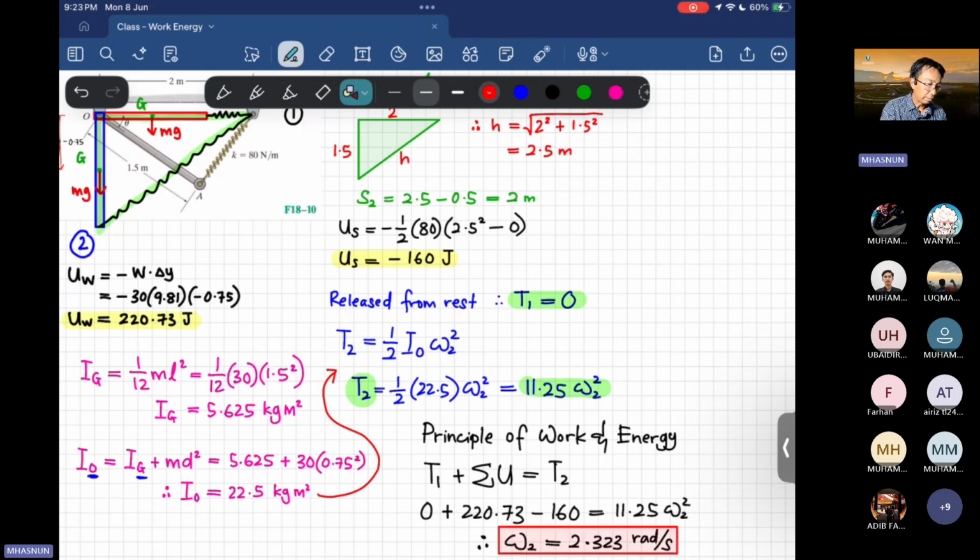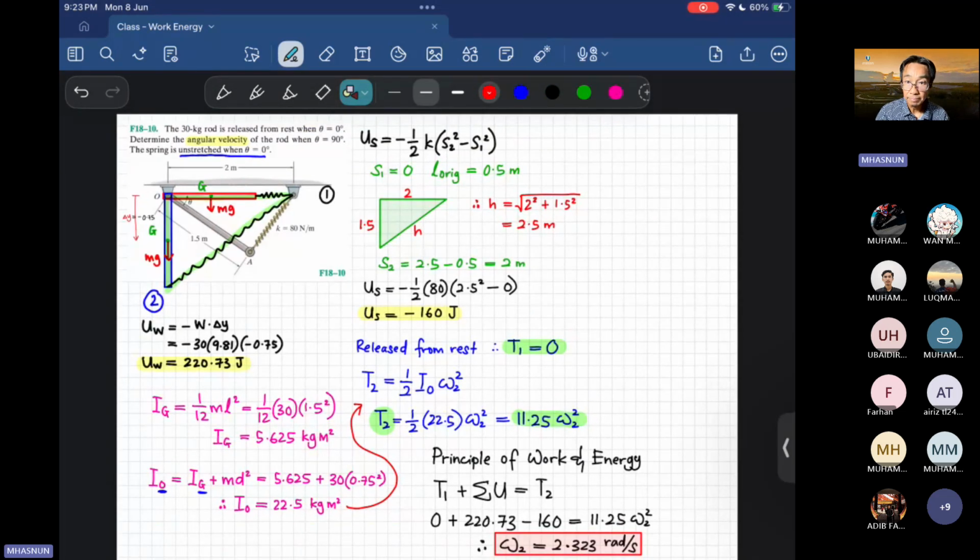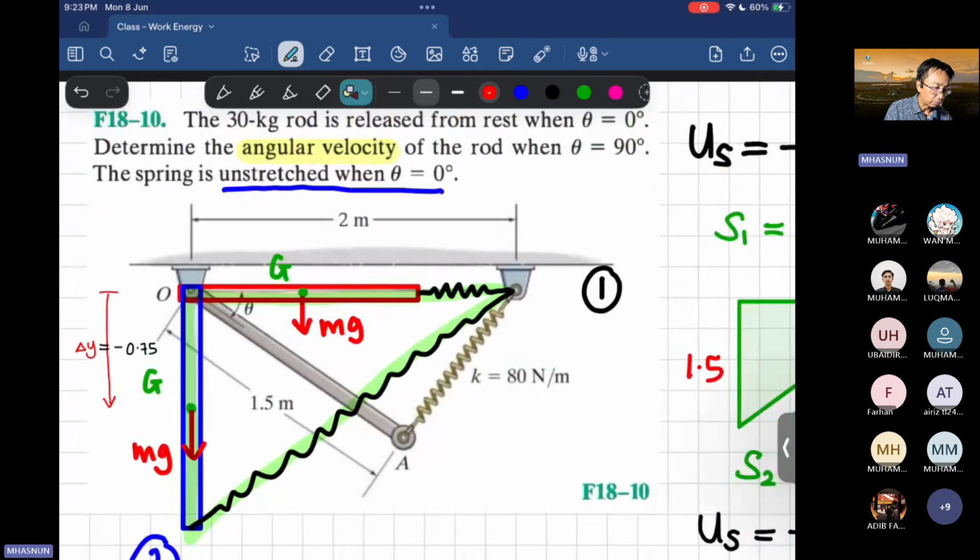All right, any question on how to solve this example problem? Do you have any question? Yes, sir. How do we get 0.5? Okay, 0.5 is the original length of the spring.